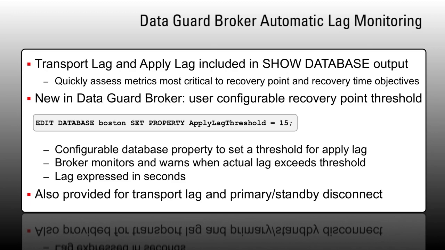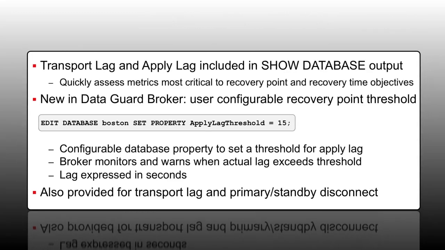The only one that actually has a default is the disconnect threshold. We set that default to 30 seconds automatically for you so that when a disconnect happens, we will time out and start throwing errors within 30 seconds. You can, of course, lower that or raise it depending on your configuration.